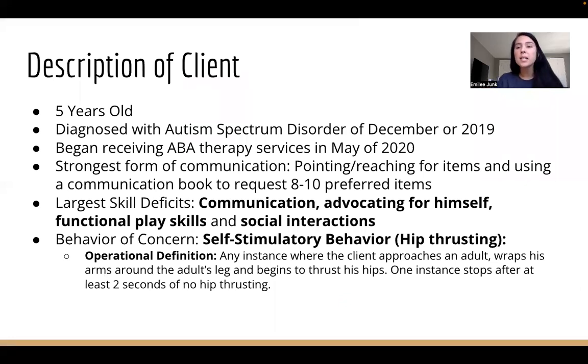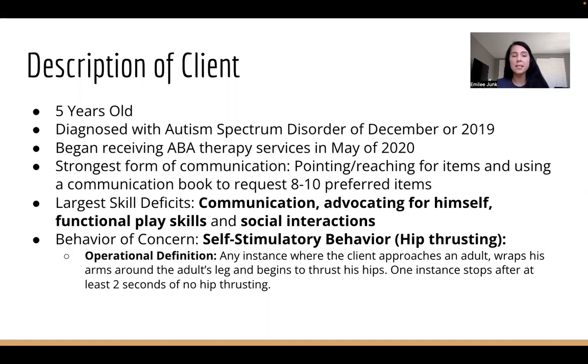So, my client is currently 5 years old. This client was diagnosed with autism spectrum disorder in December of 2019. He began receiving ABA therapy services back in May of 2020, so coming up on about 3 years. Their strongest form of communication is pointing/reaching for items, and also using a communication book to request about 8 to 10 preferred items and some actions.